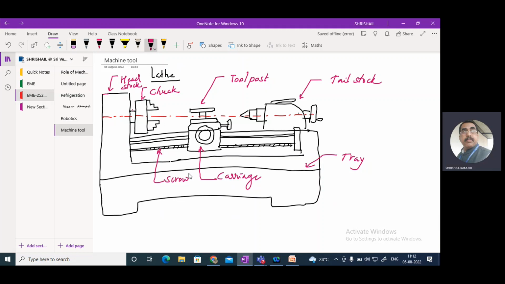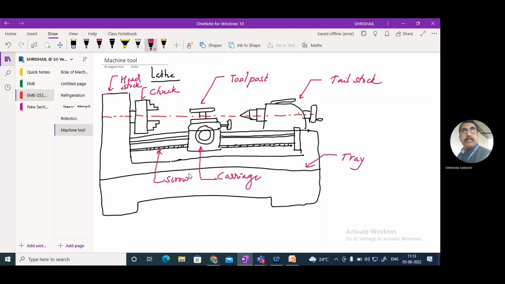Very simple. Now, the headstock consists of power drive systems. There will be a motor, gears, and gearbox, all situated in this. It is our prime source, from which the power will be given, so it is called the headstock. From the headstock we have an extended pipe, and at the end of this pipe a chuck is fixed.